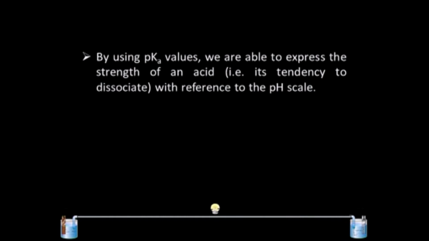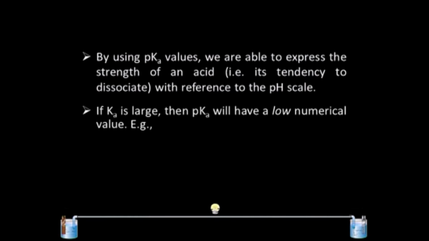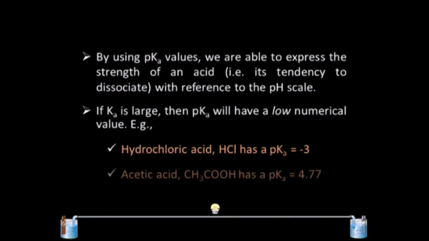By using pKa values, we are able to express the strength of an acid, that is its tendency to dissociate, with reference to the pH scale. If Ka is large, the pKa will have a low numerical value. For example, hydrochloric acid HCl has a pKa equal to minus 3. Acetic acid has a pKa equal to 4.77. This indicates that acetic acid is a weak acid, whereas hydrochloric acid is a strong acid.